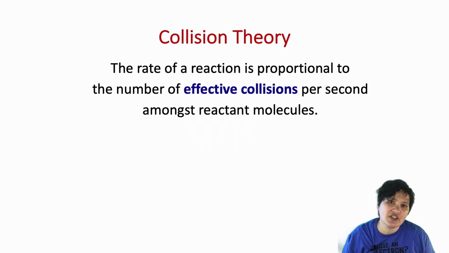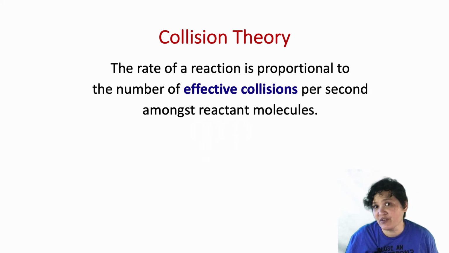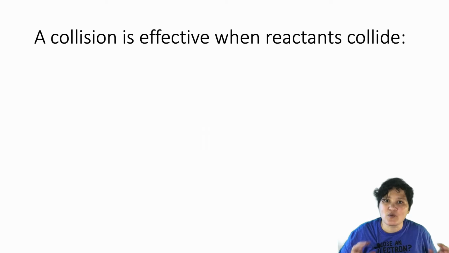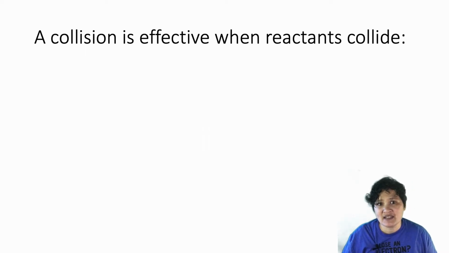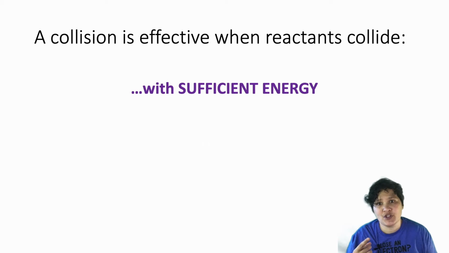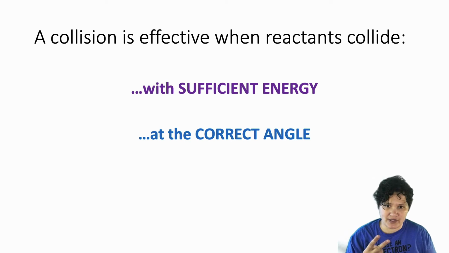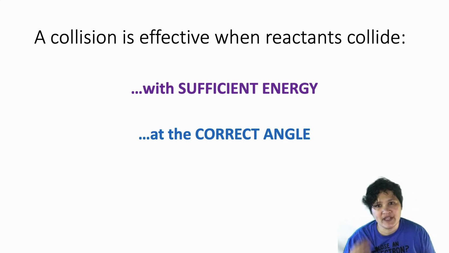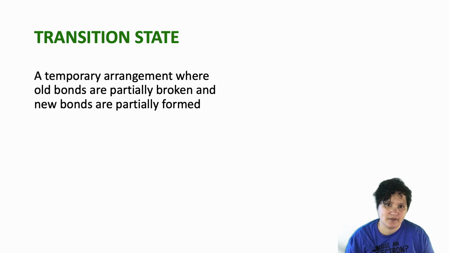So in a nutshell, collision theory tells us that the speed at which a reaction goes is proportional to the number of effective collisions between reactant molecules that occur in a certain amount of time. Okay, so what's an effective collision? It's basically one that actually causes the reaction to happen. And for that, you need two things. You need reactants colliding with sufficient energy to break the old bonds, and also colliding at the right angle to form the new ones. Anything that affects whether they're hitting with sufficient energy or at the correct angle is going to affect the rate of the reaction, how fast those things are reacting.